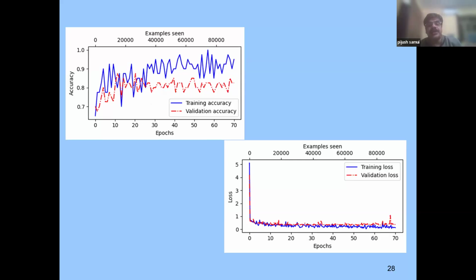The actual training loss and the validation loss are also close, so I have stopped the model around 25 epochs.